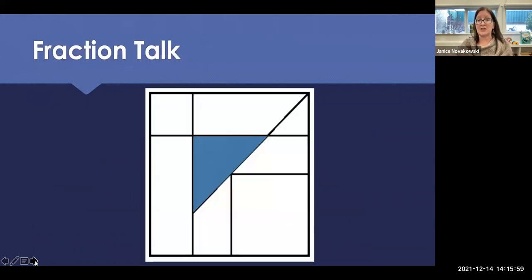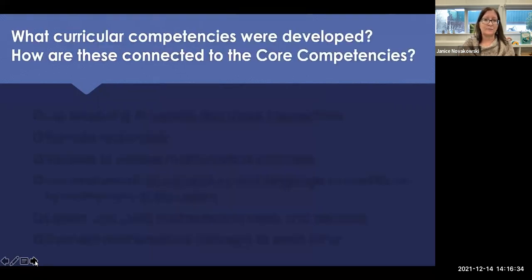Here's an example of a fraction talk. So a teacher might share this image on a whiteboard or through a projector and ask the students to think about what fraction of the whole square is the blue shaded shape. And then students might turn and talk with a partner, and then the teacher facilitates discourse and conversation about students explaining their thinking. They may share their solution, but then they need to explain and justify that as well. And that's building the idea of mathematical proof and justification in your answer.